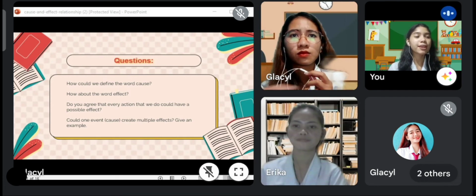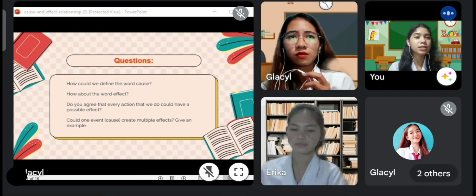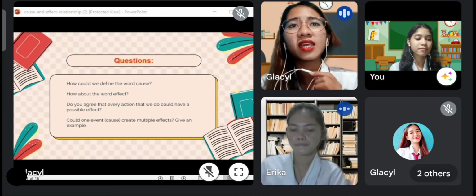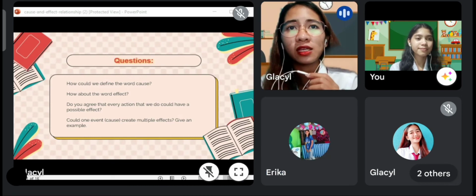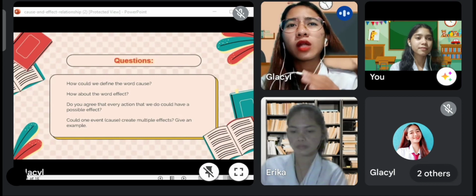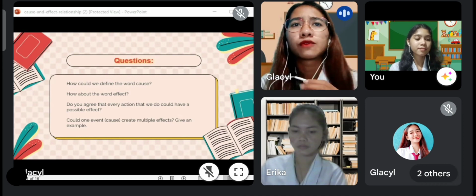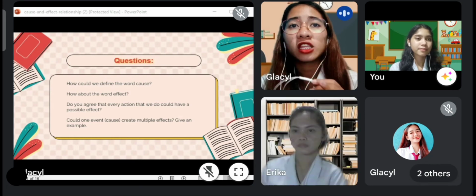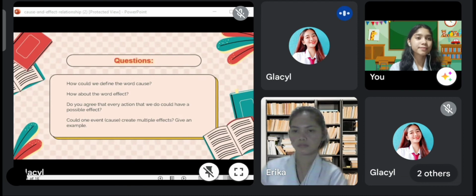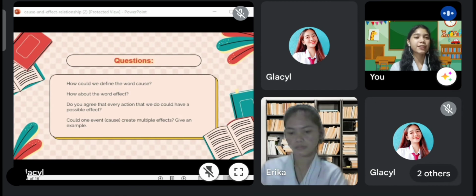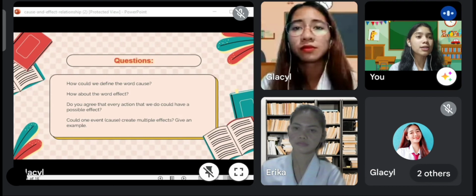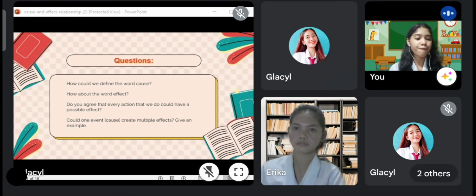So could one event or cause create multiple effects? Yeah. So who can give an example? Yes. Betty completed each task perfectly, so the possible effects or outcomes are: first, her teacher congratulated her; second, she got high grades; third, her classmates were amazed at her job. Yes, very good. So Miss Cardonia gave one cause with multiple effects.